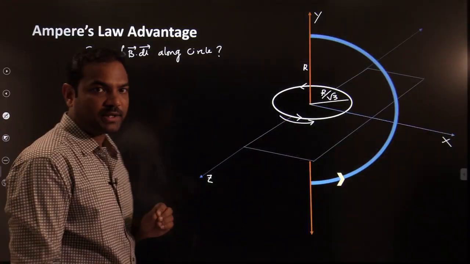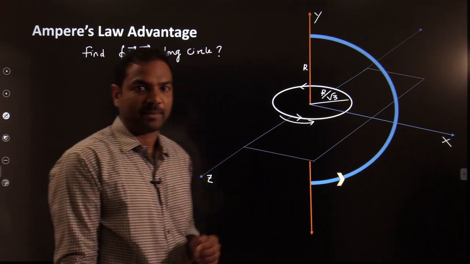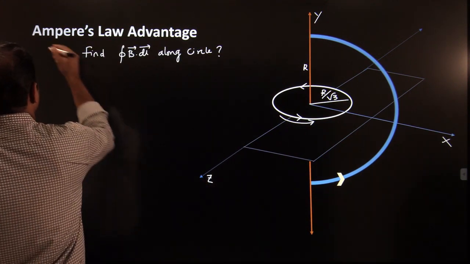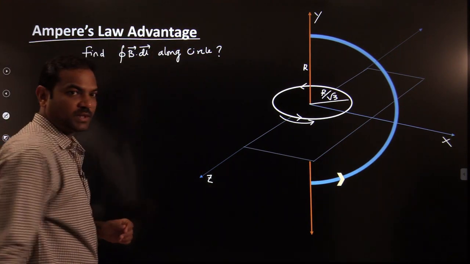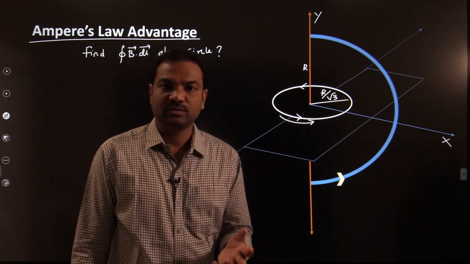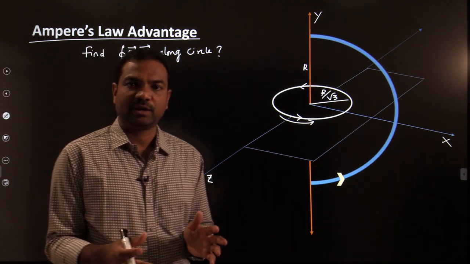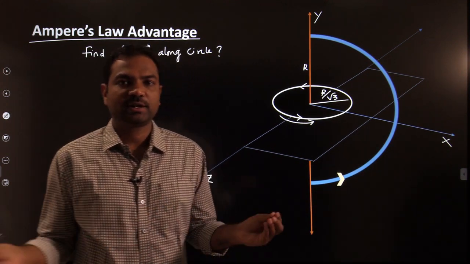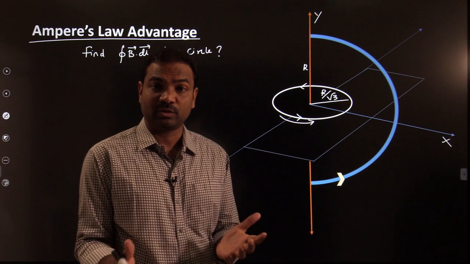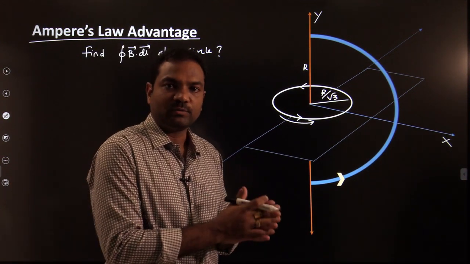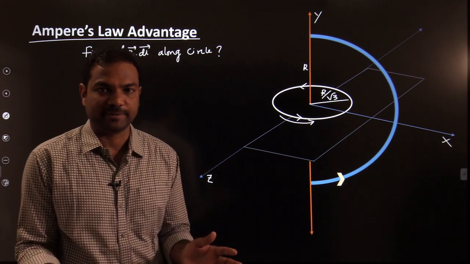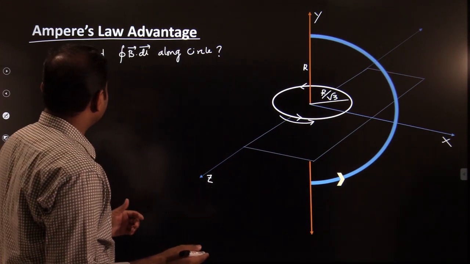So let us quickly get into the video, the concept of Ampere's circuital law. Now we are going to see the advantage of Ampere's law. In your books maybe you solved finding the magnetic field of an infinitely long wire, maybe a solenoid, maybe a toroid, by using Ampere's law. But whatever I am going to discuss here is something different. So let us see what it actually is.